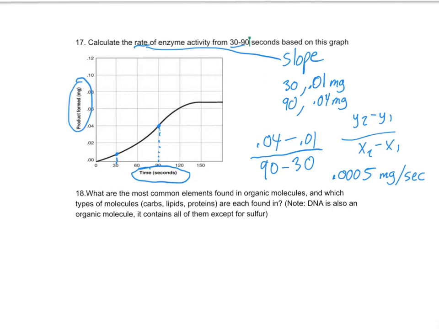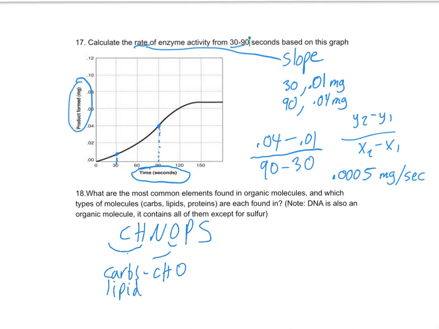Most common elements found in organic molecules, that is CHNOPs, where carbs contain CHO, lipids also contain only CHO, mostly carbon and hydrogen. Proteins contain CHNO and sometimes sulfur, but definitely have to contain nitrogen.